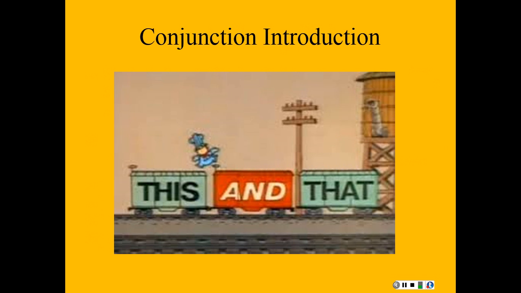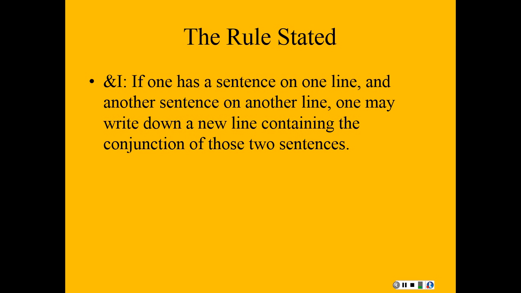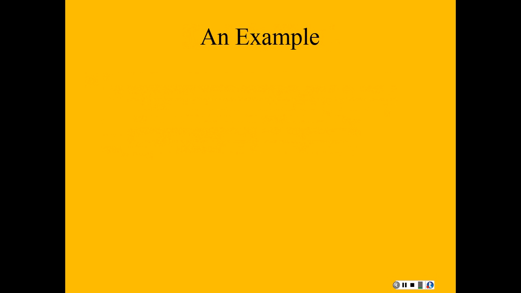There are also a couple of rules that go along with this symbol, and these rules are also very intuitive and very straightforward. The first of these rules is conjunction introduction. It may be stated as follows: if one has a sentence on one line and another sentence on another line, one may write down a new line containing the conjunction of those two sentences. So here's an example of the rule applied.